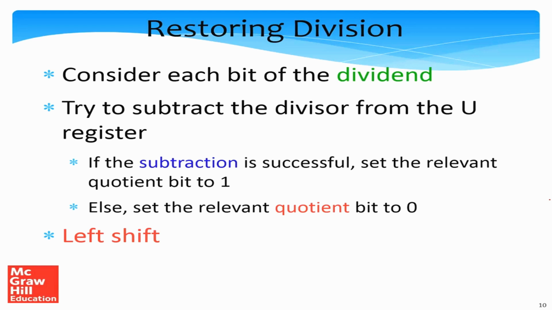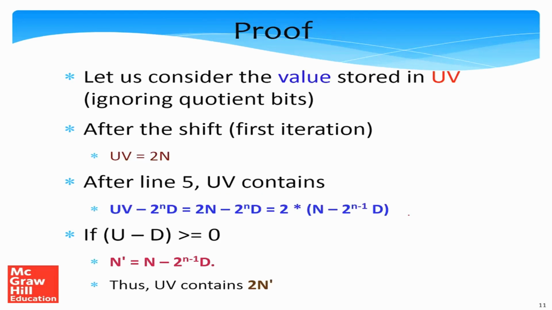Alright, so this is a textual description of our algorithm. We consider each bit of the dividend. We try to subtract the divisor from the U register. If the subtraction is successful, we set the relevant quotient bit to 1, otherwise we set the relevant quotient bit to 0, and then we left shift.